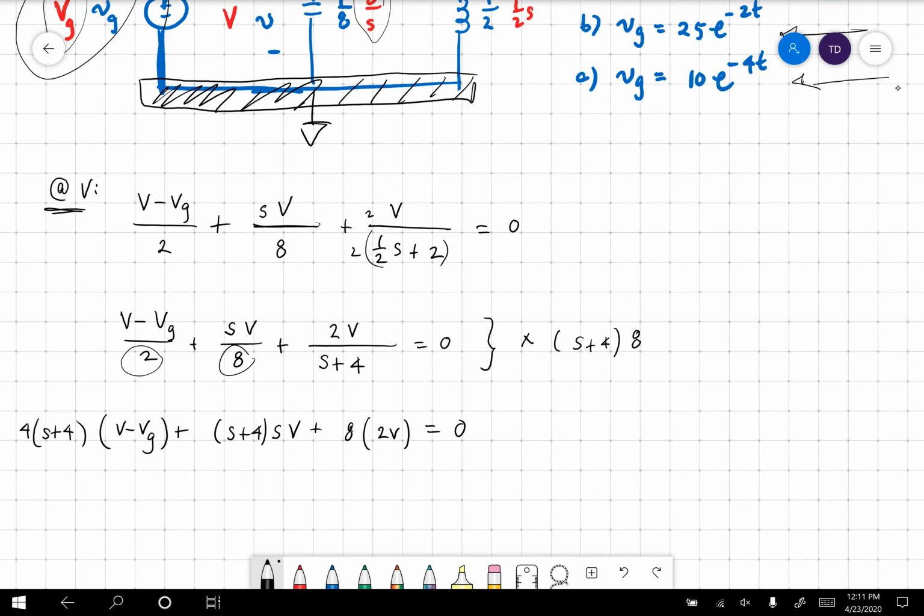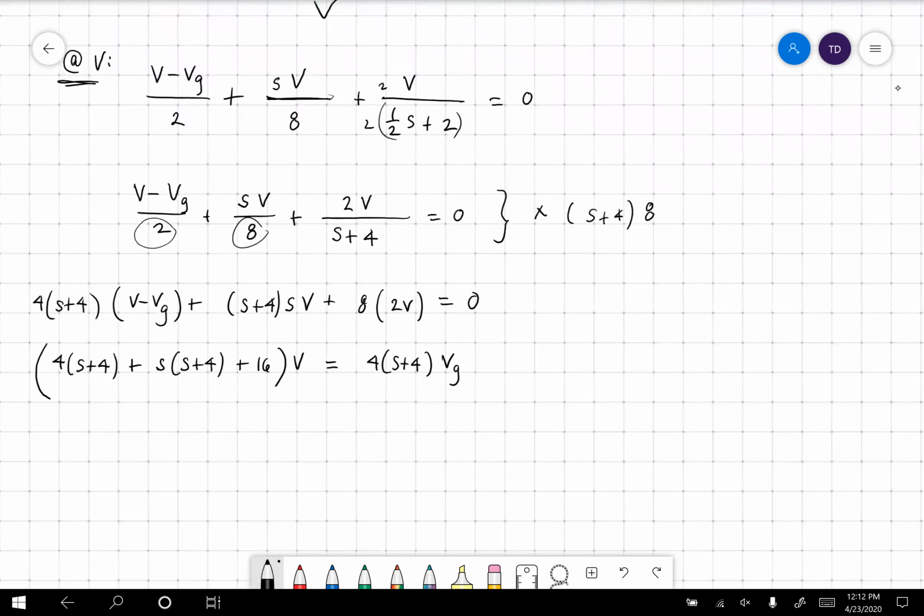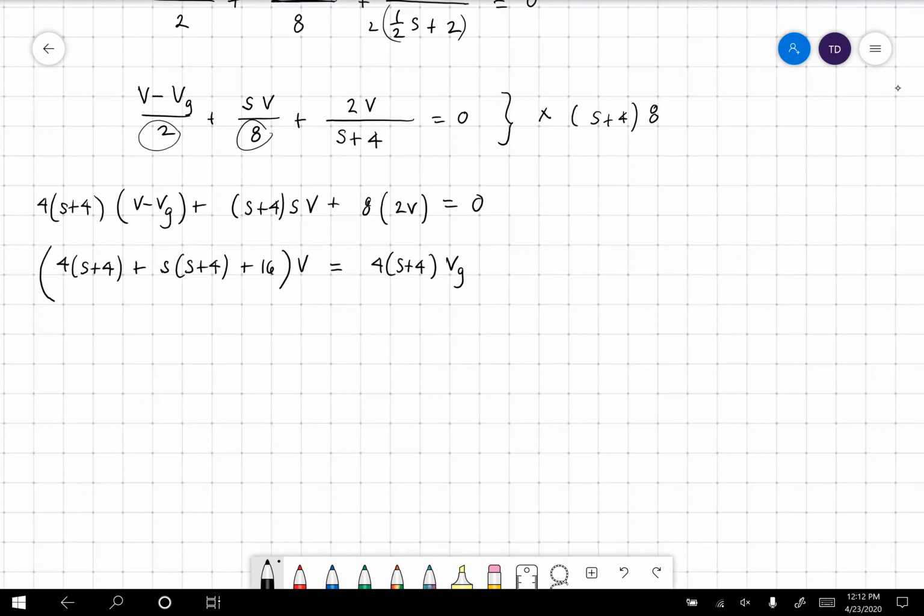Let's group our terms. So we have a handful of V terms and we have one VG term. So let's do this. 4 times S plus 4 plus S times S plus 4 plus 16. All of that multiplies V equals 4 times S plus 4 VG. And now let's just clean up the coefficient of V.